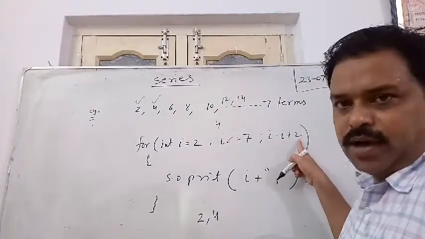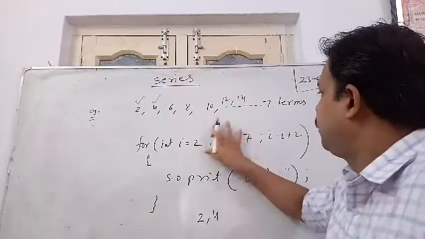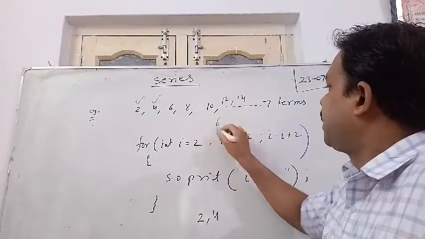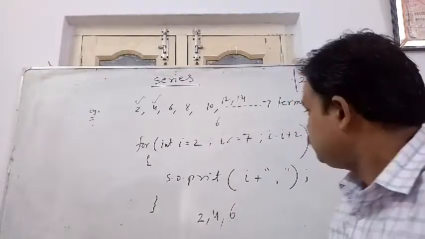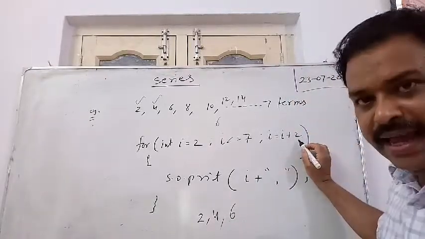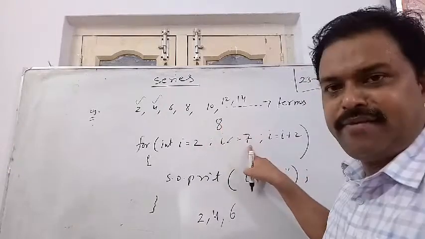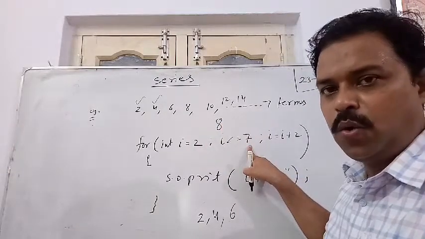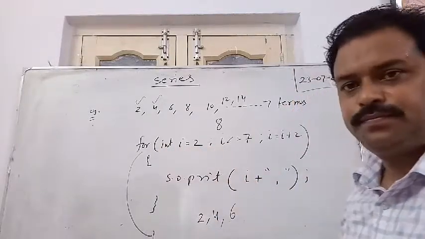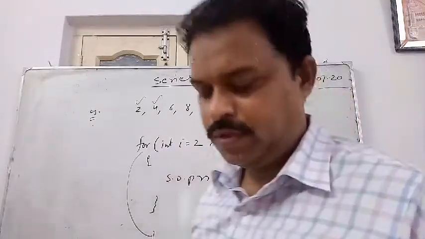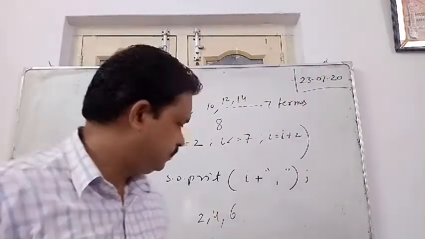4 plus 2, again I will increase by 2. 4 plus 2, it will become 6. Less than 7, yes, you will get 6 also. 6 plus 2, 8. Less than 7, no, condition false. Control will come out. Program over. Now see what mistake we have done.